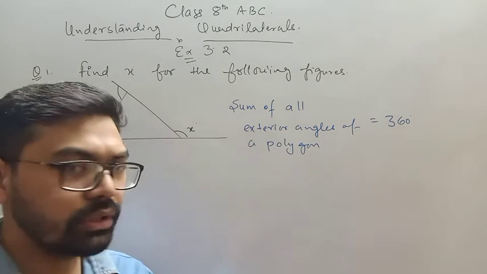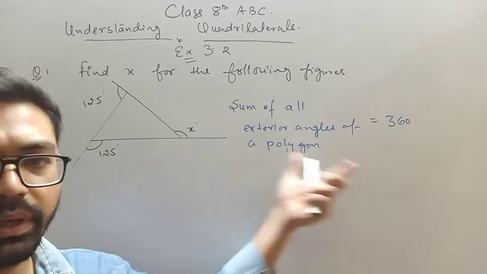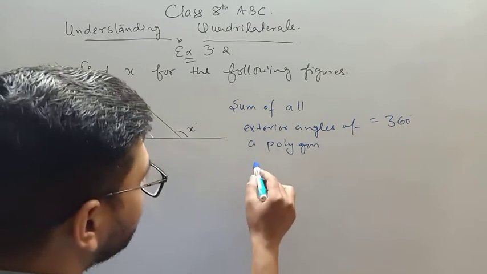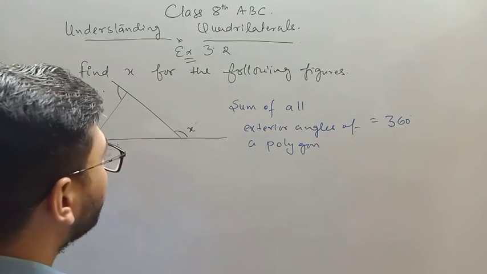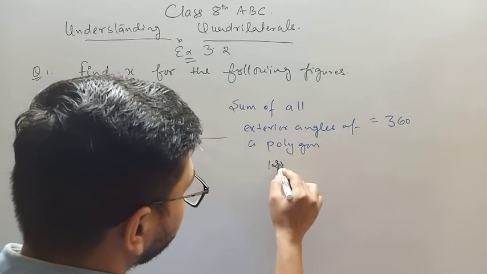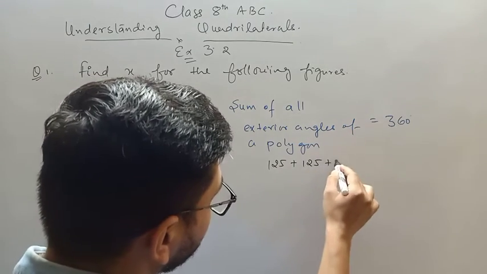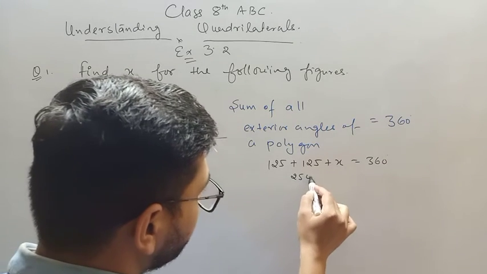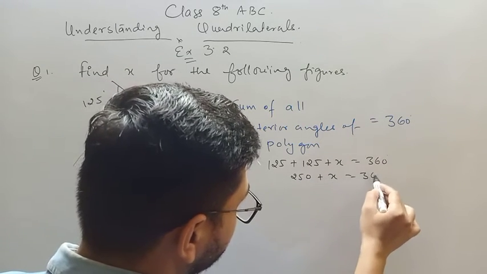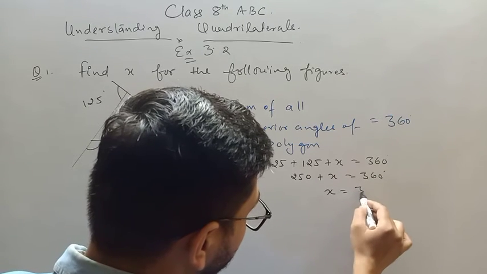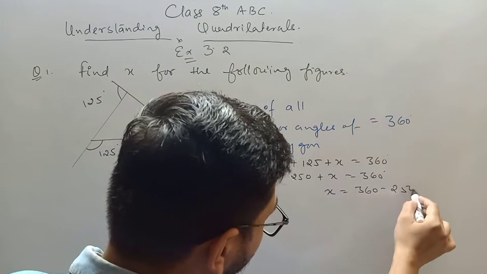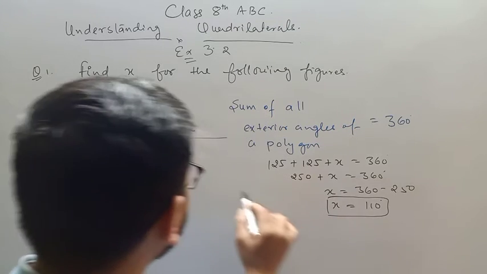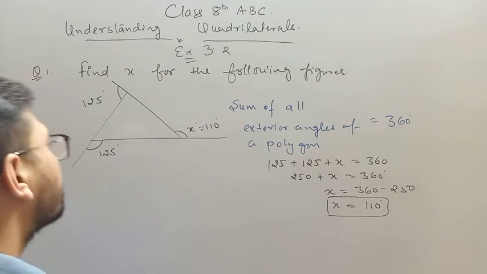I'll solve this question in 2 ways, one from the exterior angle property and one from the interior angle property, okay? So I can say 125 plus 125 plus x is equal to 360. So this is 250 plus x is equal to 360, right? So x is equal to 360 minus 250, which is equal to 110, okay? So the value of x is equal to 110 degrees.